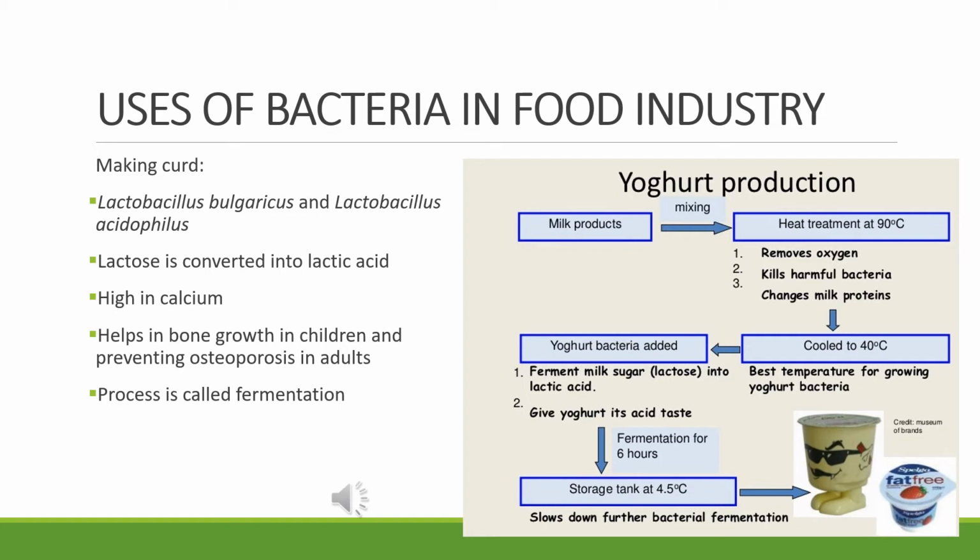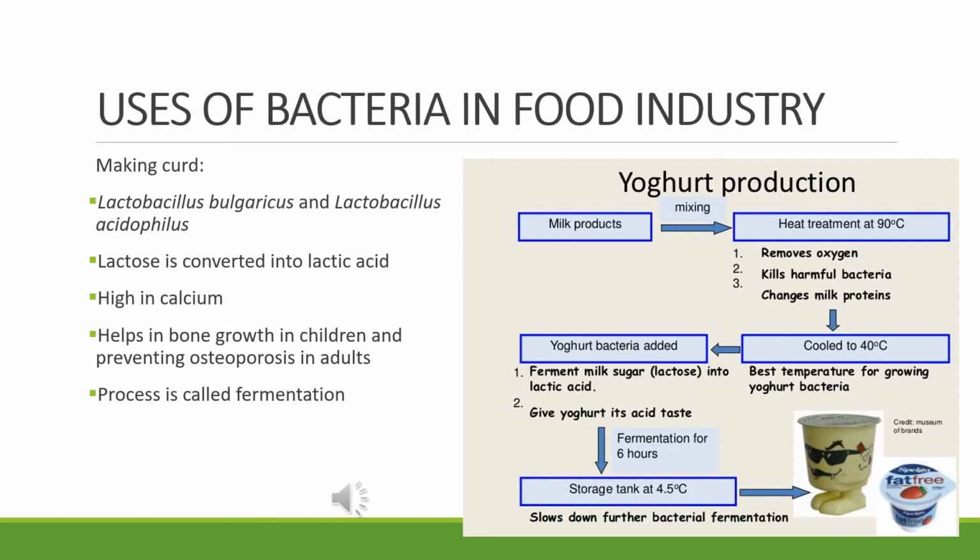Now the temperature is brought down to 40 degrees centigrade, or around room temperature, and this is the best temperature for growing the curd making bacteria, which are Lactobacillus bulgaricus and Lactobacillus acidophilus. Now this yogurt bacteria is added into the milk products, and the purpose that the bacteria serve is that they ferment the milk sugar, which is the lactose, into lactic acid, and this process is called fermentation.